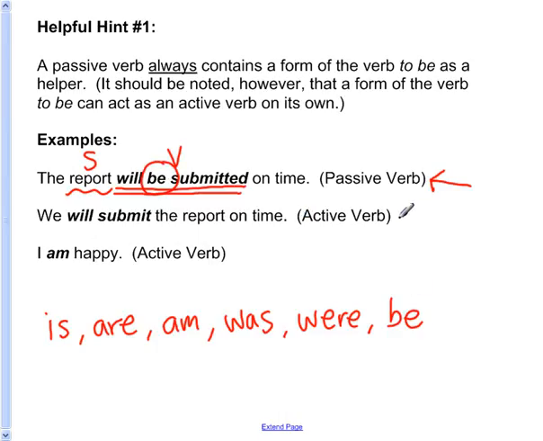So let's look at an active verb. We will submit the report on time. So this is a very similar sentence to the first sentence. However, will submit is the verb here. The subject is we. So some submitting is going on again. Is the subject doing the submitting? Yes, we are doing the submitting. Okay, so that verb will submit is considered active. All right, but you have to be careful.